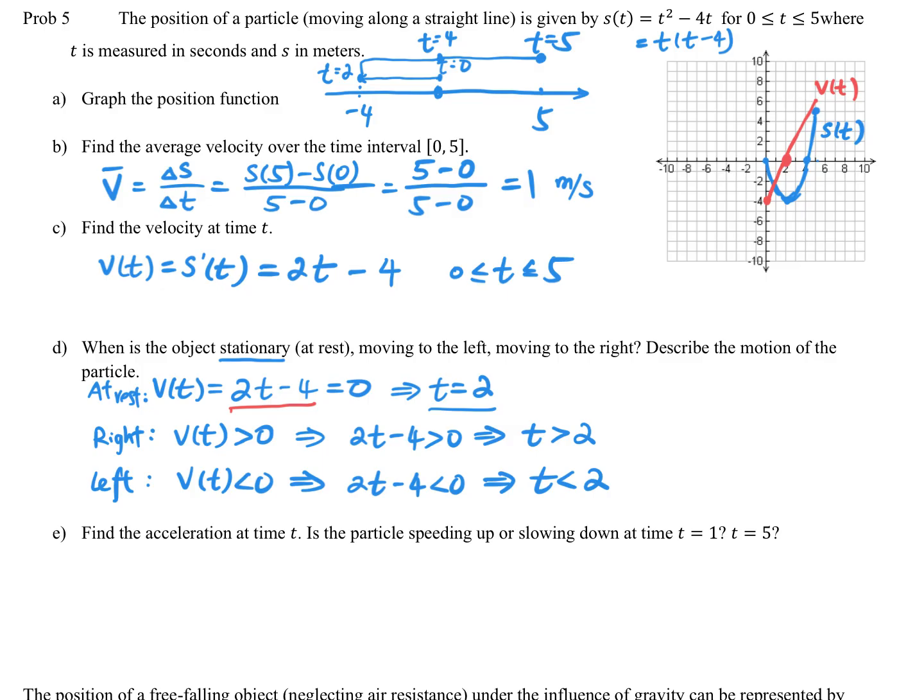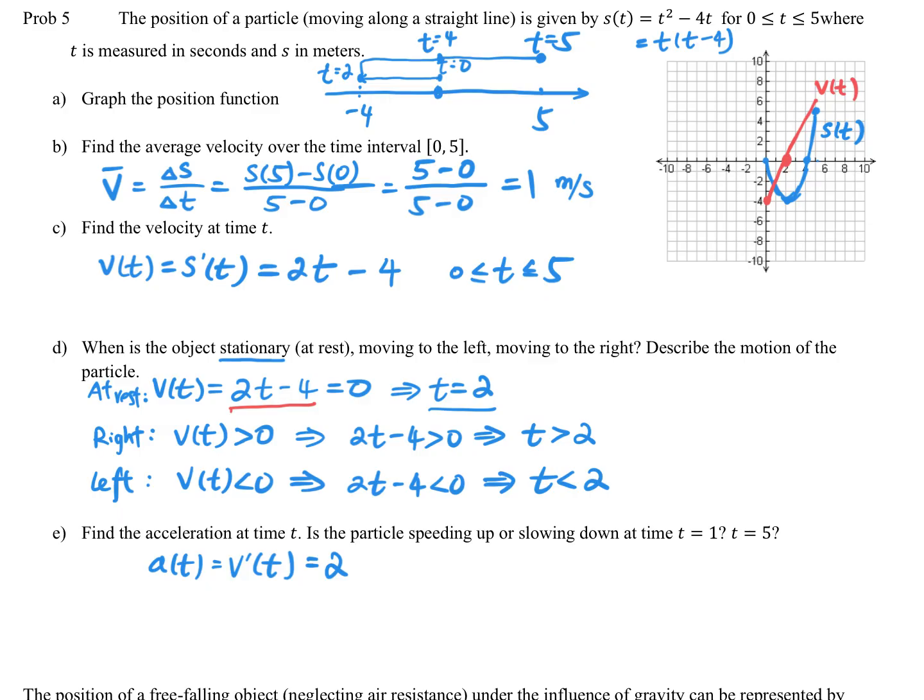Now let's find the acceleration, which is the derivative of the velocity. So acceleration is equal to the derivative of the velocity, which is the derivative of 2t minus 4, which is 2. The derivative of negative 4 is a constant, which is 0. And now this is the acceleration. Is the particle speeding up or slowing down at time t equals 1?